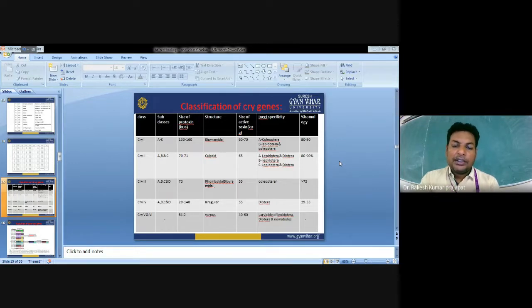Cry5 and Cry6: protoxin size is 81.2 kilodalton, and toxin size is 40 to 60 kilodalton. They are larvicidal to Lepidoptera, Diptera, and nematodes.